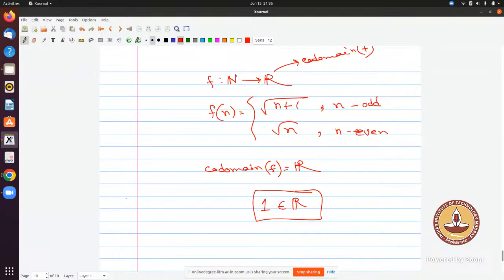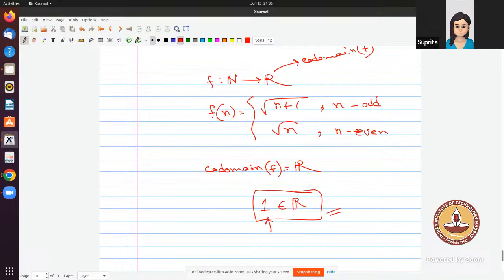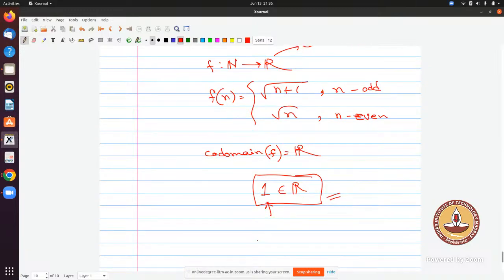First, tell me, can 1 be an output of this function? No, sir. Why? If we take n odd, say 1, and add 1, it becomes root 2. So from root 2 we cannot get 1. If we put 0, it doesn't matter. There can be some other natural number for which we are getting 1. So you have to prove that 1 is not an output.